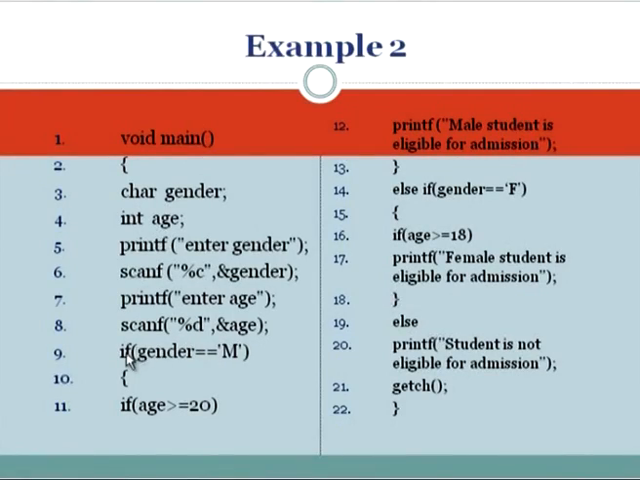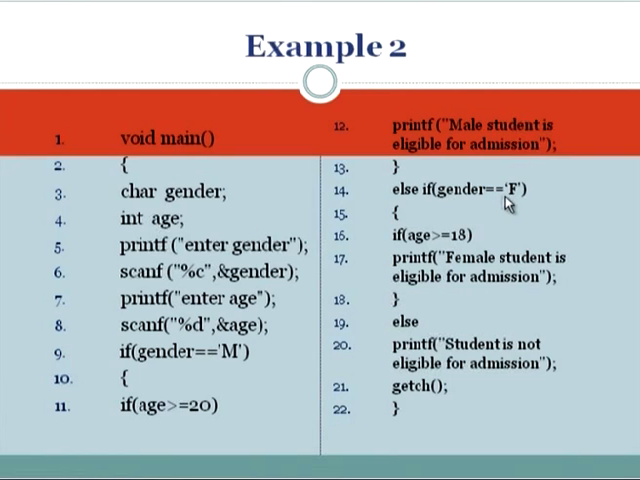Now there are two blocks. If gender is equals to male, capital M is taken for male, and age is greater than 20. Now this condition at line number 11 is nested inside the body of the outer condition starts at line number 9. If both these conditions are true, then the message male student is eligible for admission will be displayed. If these conditions are not true, then if gender is F and age is greater than equals to 18, the message female student is eligible for admission will be displayed. Otherwise, the message student is not eligible for admission will be displayed.